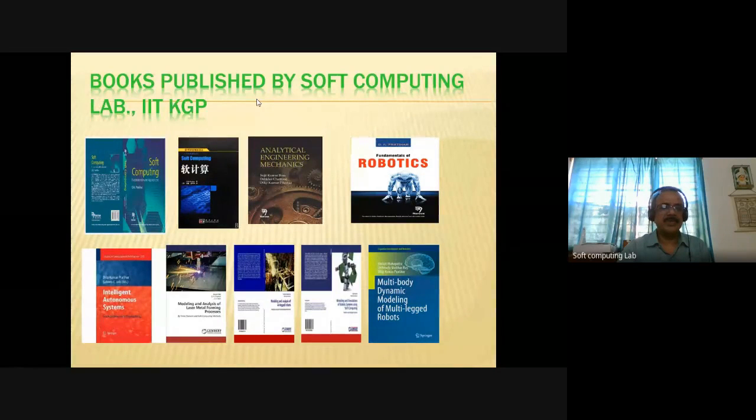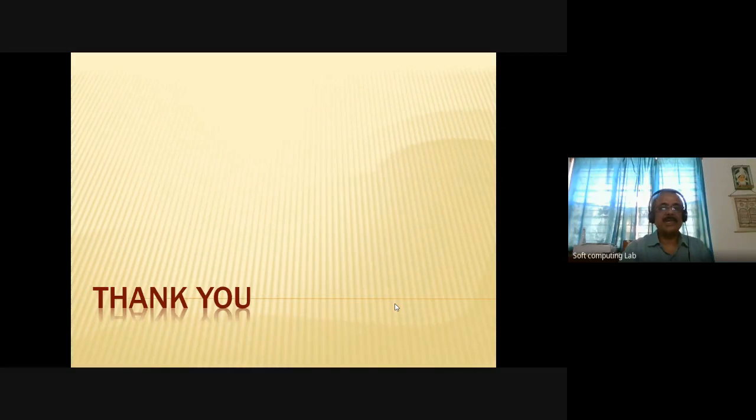These are the books which I have written. Some of the books, soft computing. Then this is the Chinese version of soft computing, and the robotics book. This is analytical engineering mechanics, because I am basically a mechanical engineer. These are all edited books and the research monographs and all such things. Okay. With this, I thank you. Thank you very much for your patience.